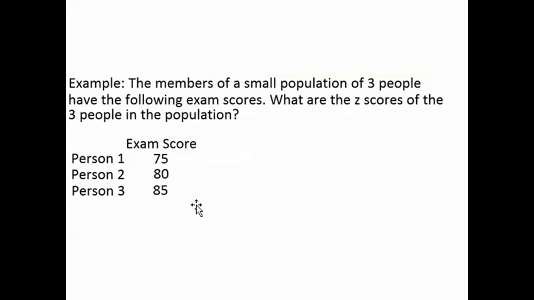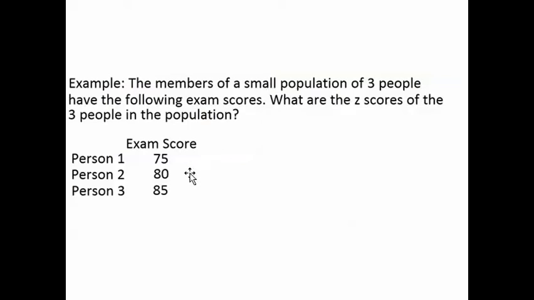Here's one more example. This example is a little bit different because now we're imagining that these three people make up the entire population. This is a small population of 3 people. So it looks like it's 3 students who are in a class together, and they've all taken an exam. And we want to find the z-scores of these 3 people. We actually don't know what the mean and standard deviation of the population are. But since we know that these are the only 3 people in the population, we can actually use their data values to calculate the mean and standard deviation of the population.